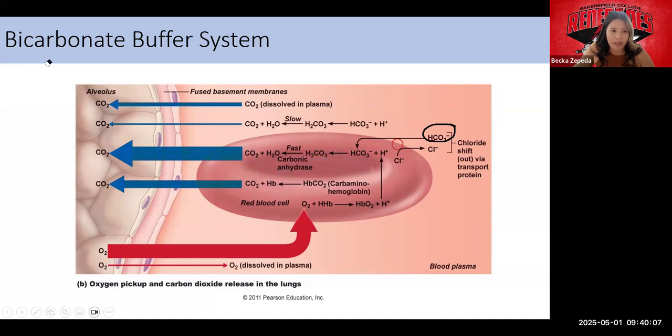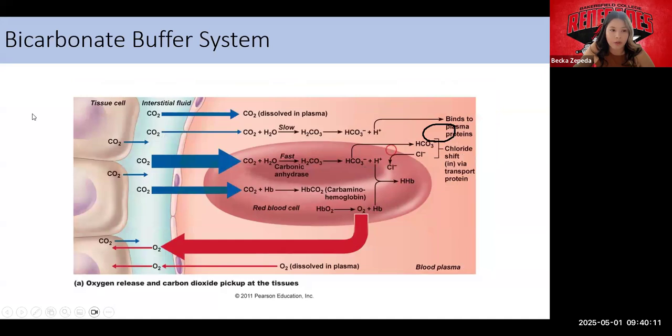On the opposite end, if we don't have enough hydrogen ions available, we'll do it in the opposite direction. We'll take CO2 and water and use carbonic anhydrase to convert it into carbonic acid. And because it's an acid, it's going to immediately dissociate into a bicarbonate ion that we will send out to the plasma, because that's how it gets transported, and a hydrogen ion to help bring that pH back down.